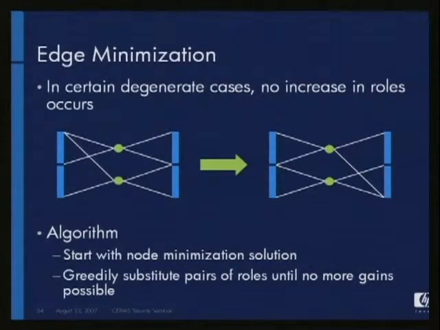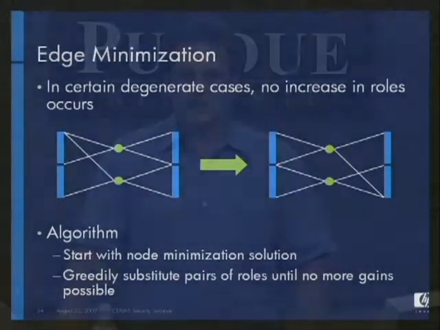So the algorithm for doing edge minimization is really straightforward. Essentially, you start with the node minimization solution. I just run the node minimization problem I started with before. Then I go greedily through the set and greedily substitute pairs of roles until I get no more gains in the edges. That actually seems to work well in practice. This is a little bit more computationally expensive, running at least in quadratic time. So it runs a little bit more slowly than the role minimization step, but even for large problems, it's reasonable.